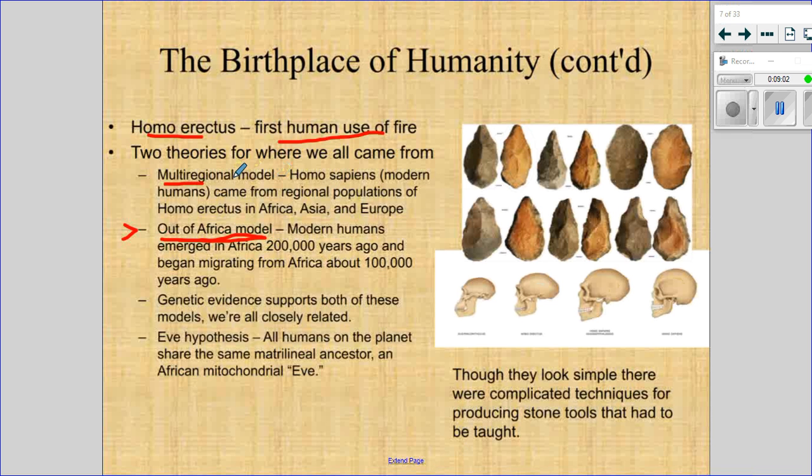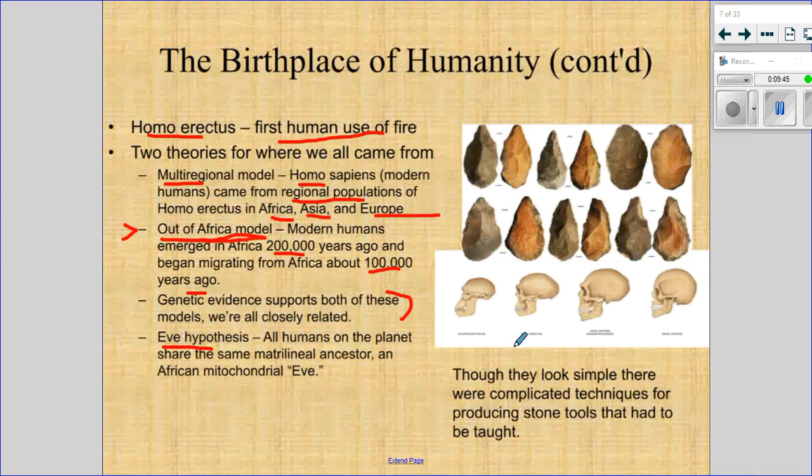So Homo sapiens, according to the multi-regional model, our modern humans came from regional populations in Africa, Asia, and Europe. Basically, they came from regional populations of Homo erectus in multiple places around the same time, whereas the out of Africa model suggests that modern humans emerged in Africa around 200,000 years ago and then began migrating out of Africa 100,000 years ago. Genetic evidence does support both of these models, and also shows that we're all closely related.